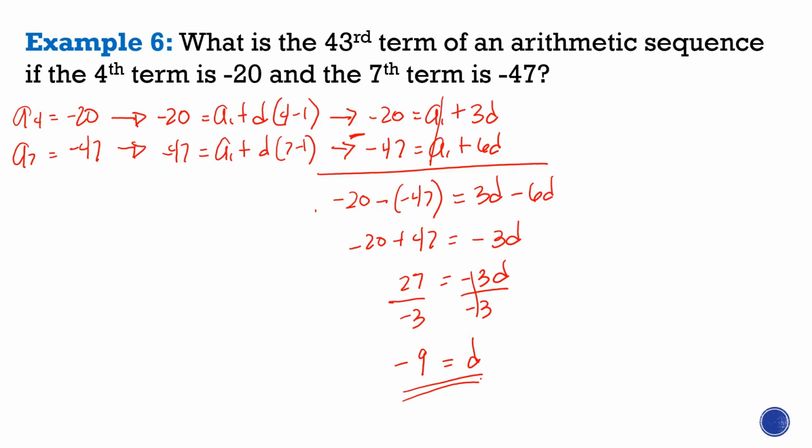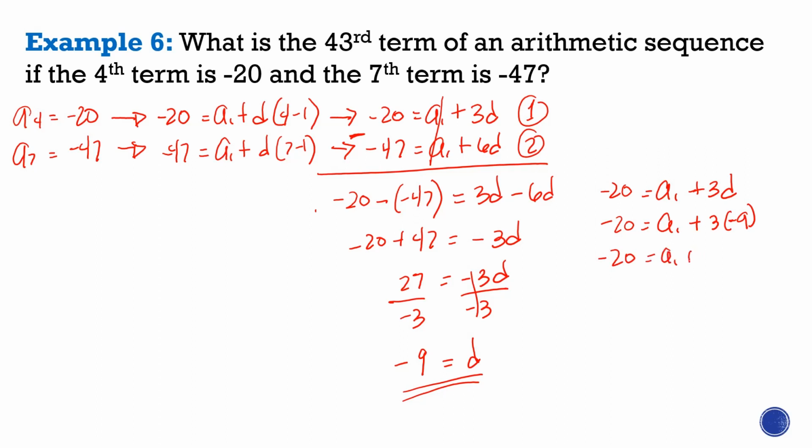So now we have D, we need to find A1. Choose again between these two equations. I say let's choose the first again. So we have negative 20 equals A1 plus 3D. Now instead of writing D, we will replace that D by negative 9. So this is negative 20 equals A1 plus negative 27. Let's add 27 on both sides. Our A1 is positive 7.